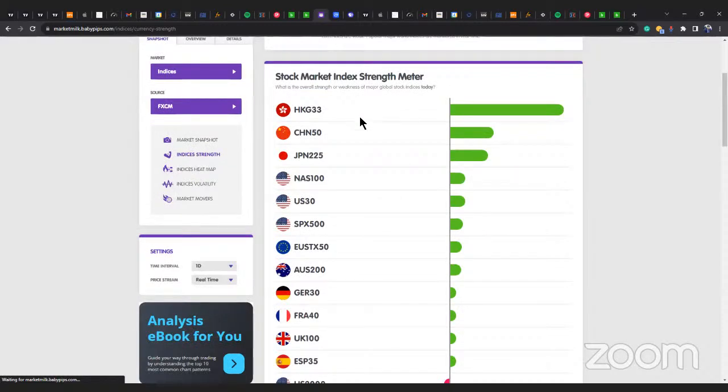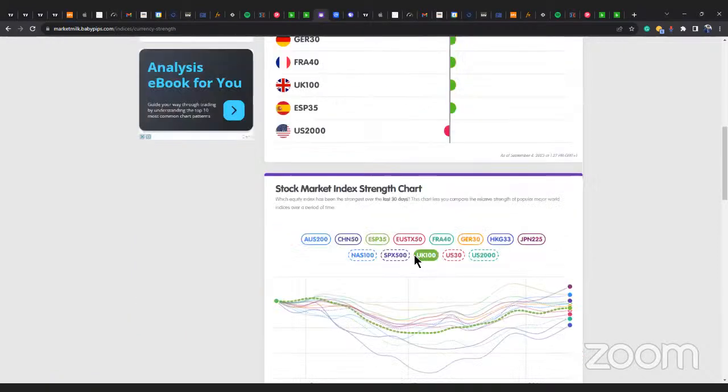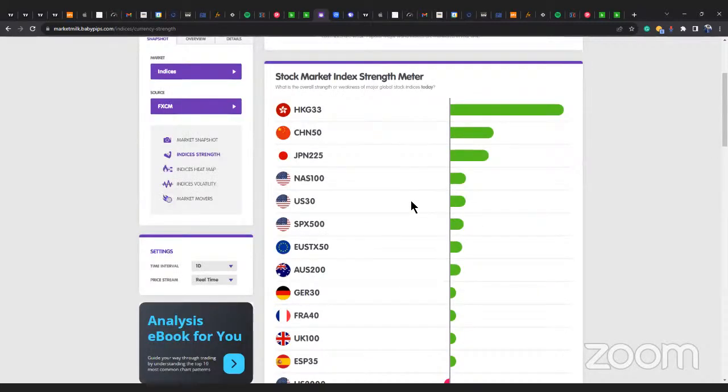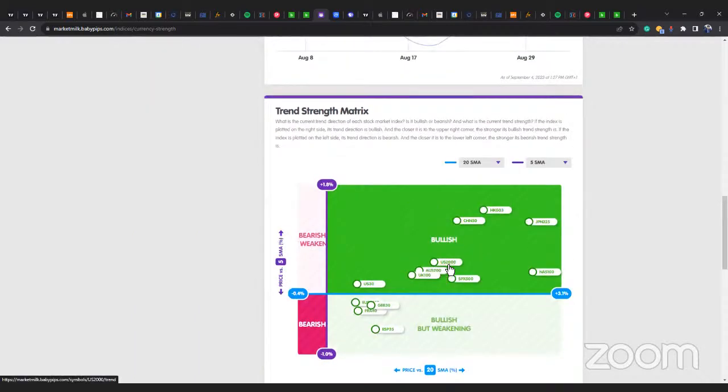From this now, you can see that all of these ones are in an uptrend. They are gaining strength. They are going up. US 2000 is just shifting between uptrend and downtrend. But what it is actually from here, this is just a strength, not trend. This is the strength. This is the trend. You can see US 2000 there, right?